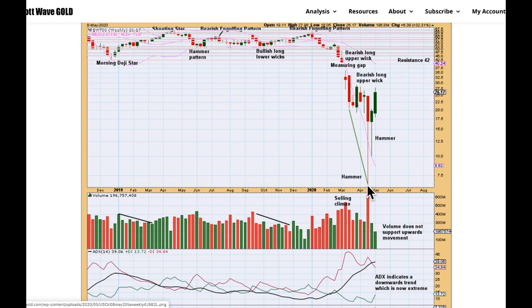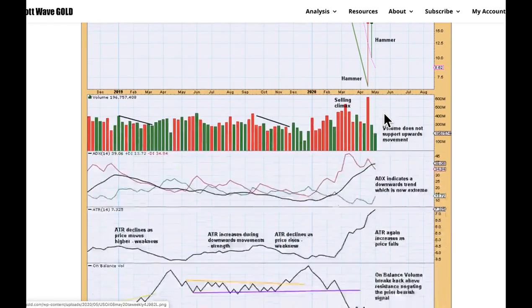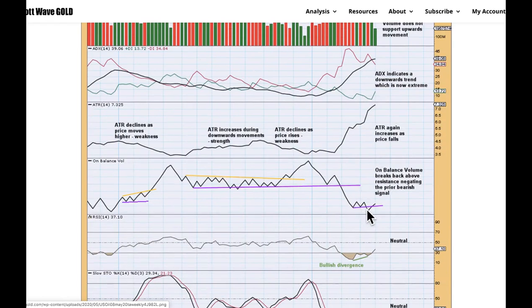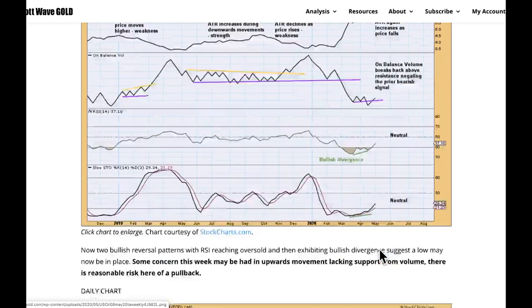For the very short term though, for this week, a nice strong upward week comes with quite weak volume. This is concerning for upward movement, and it's telling us that the risk for a pullback here is probably fairly high. Again, don't expect markets to move in straight lines. There will be counter-trend movements along the way. On balance, volume gave us a bearish signal back here. This week it's broken back above this support and resistance line, negating that bearish signal. And so on balance, volume is not bearish. Benova RSI stochastics showed the same thing.